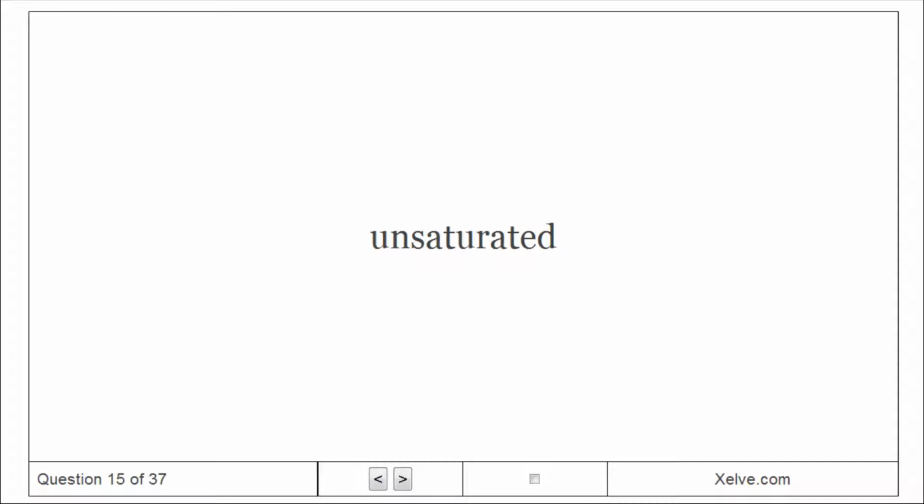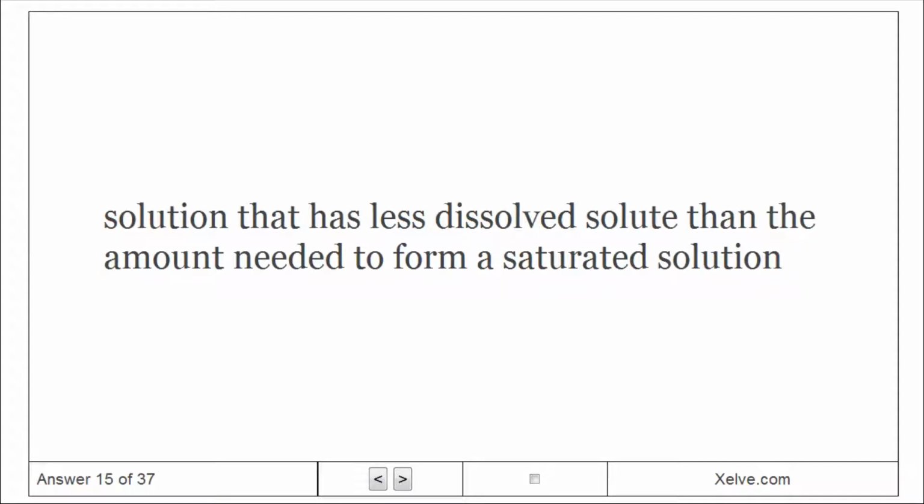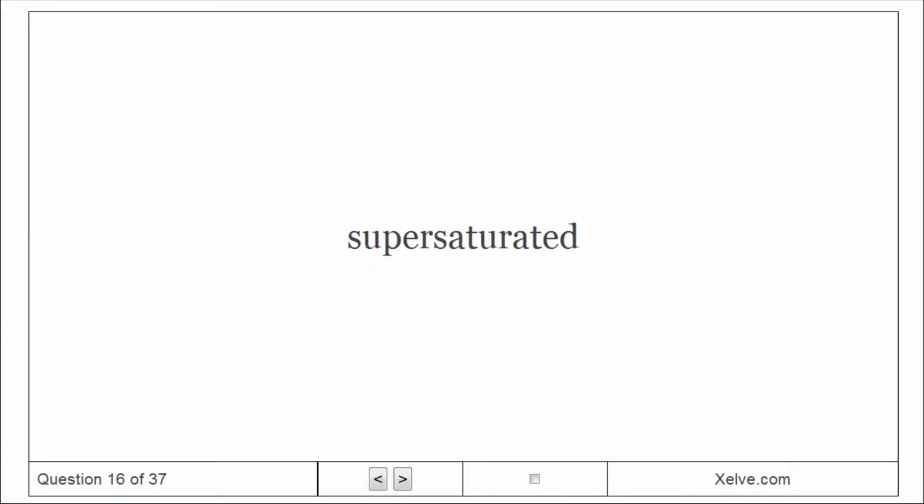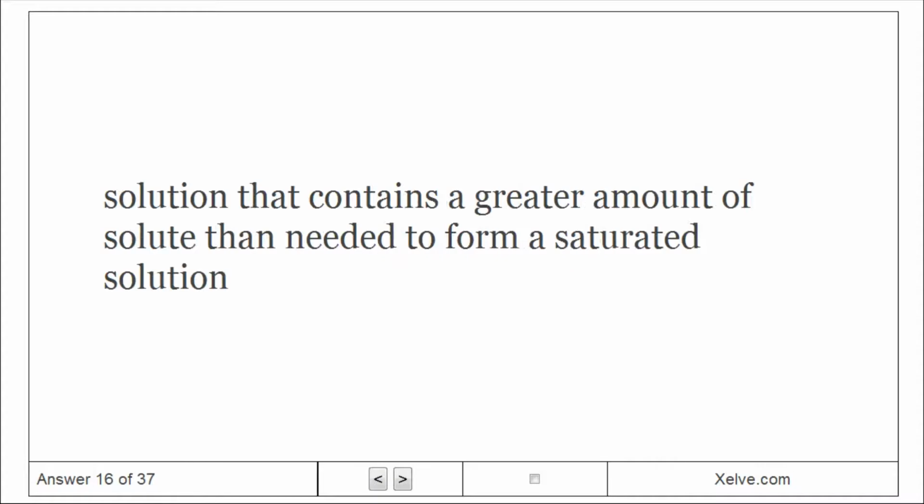Unsaturated: a solution that has less dissolved solute than the amount needed to form a saturated solution. Supersaturated: a solution that contains a greater amount of solute than needed to form a saturated solution.